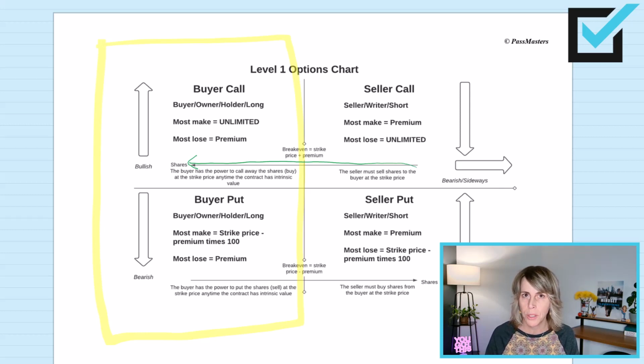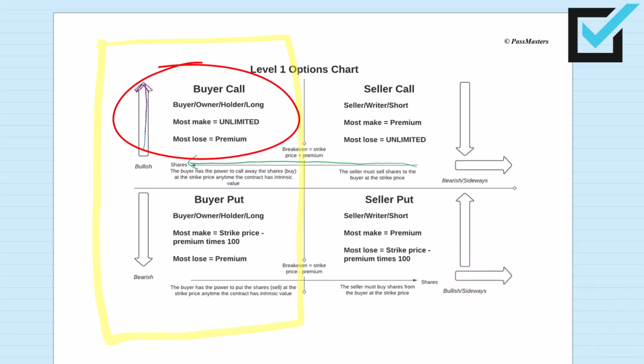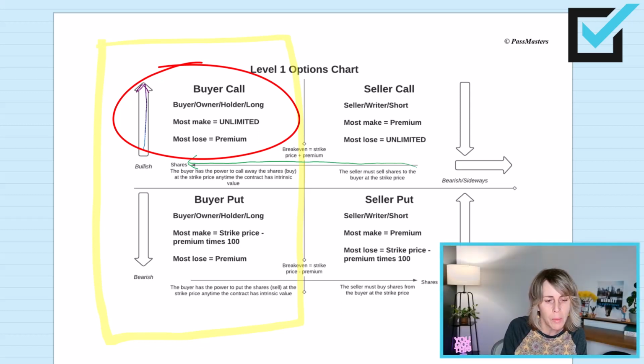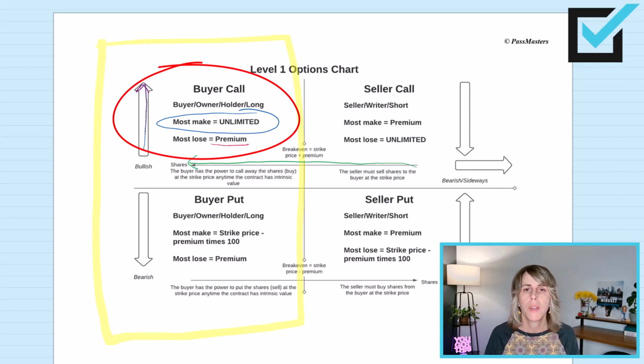The test wants you to know, what are you when you buy a call? You are bullish. You expect the price to go up. The most you can make when you buy a call is unlimited. And the most you can lose when you buy anything is whatever you paid for it. So unlimited profit potential is the most you make when you buy a call. The most you lose when you buy a call is whatever you paid for the premium. The premium is the cost of the option.